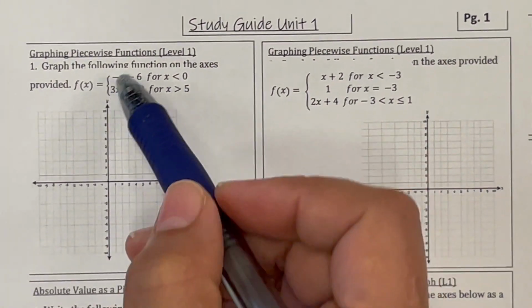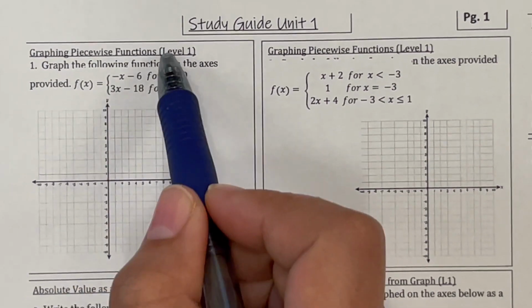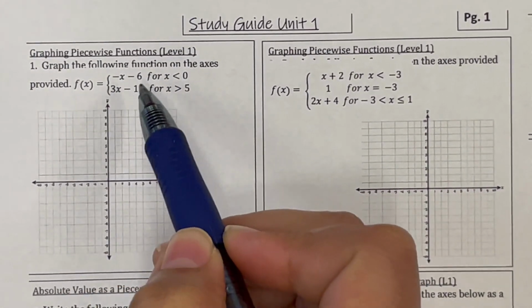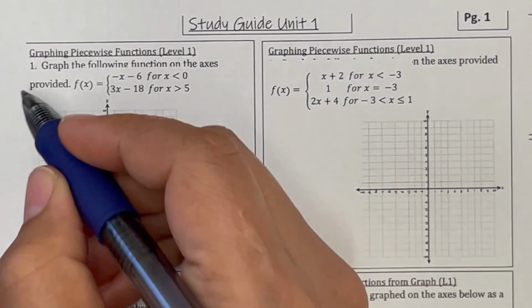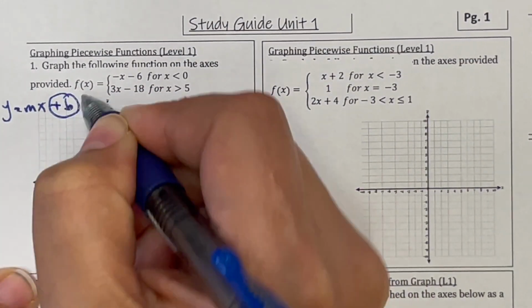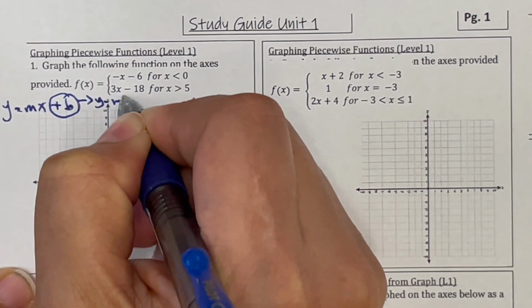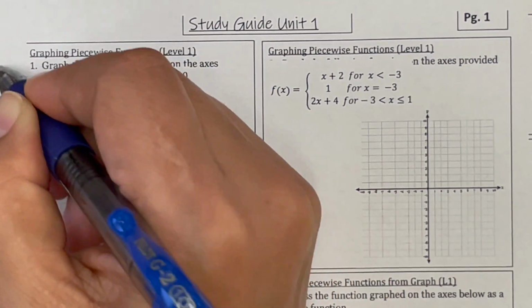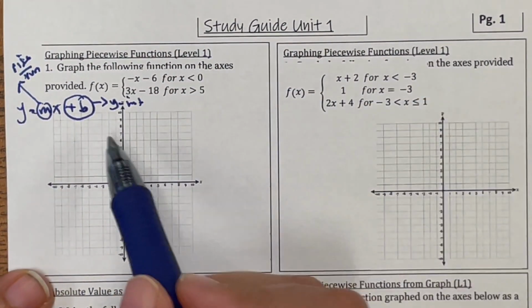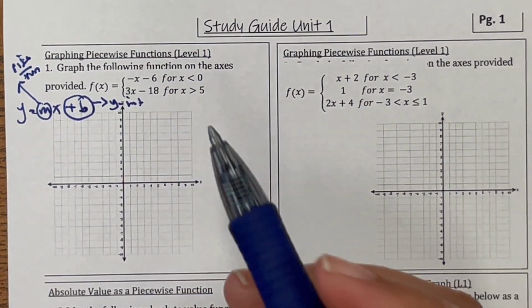All right, guys, we're going to take a look at our study guide. So graphing piecewise functions, level 1: graph the following function on the axis provided. Remember, whenever you're graphing, you need to look at y equals mx plus b, where plus b is your y-intercept and your m is your rise over run. Once you know how your equation is set up, it's really easy to do.